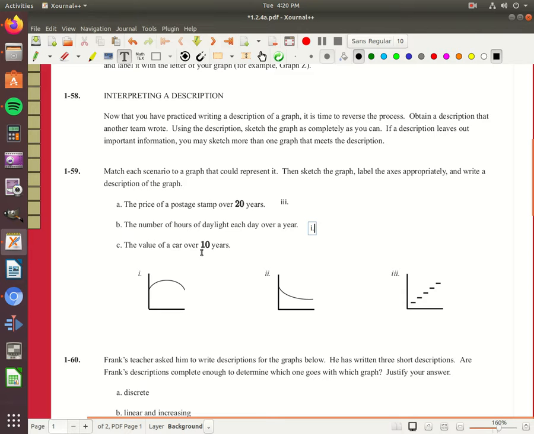And then the value of a car over 10 years, it loses a lot at the beginning, and then it sort of levels out. It's still not going up, but you're not losing as much as time goes by. So I would say that match goes to I.